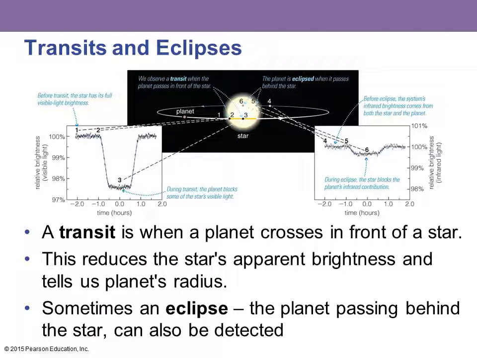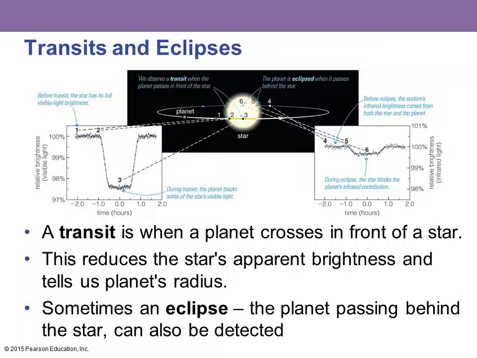Transits and eclipses. Here's another way we can measure or find planets orbiting a star. A transit is when a planet crosses in front of a star. It reduces the apparent brightness and tells us the planet's radius. The planet is not giving off any light. Instead, it's darkening or giving us less light from that star. So we're going to see a dip in the light curve of that star. And apparently that can give us some information.